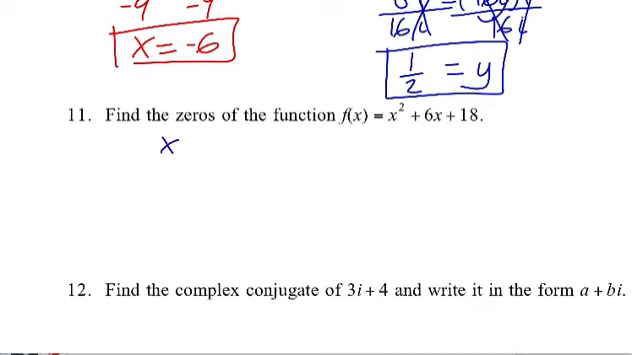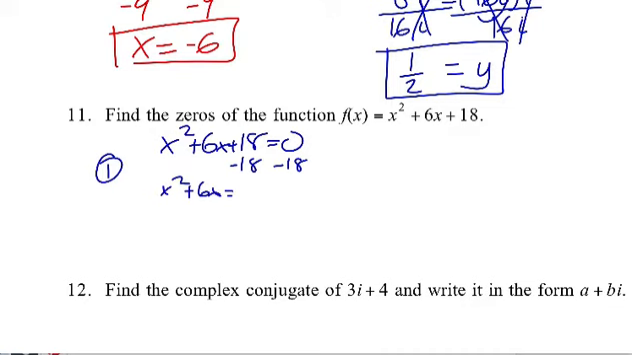So let's start off just by rewriting it and setting it equal to 0, because in order to find the zeros, it has to be set equal to 0. Going through the steps of completing the square, we're going to subtract 18 from both sides, giving us x squared plus 6x equals negative 18.